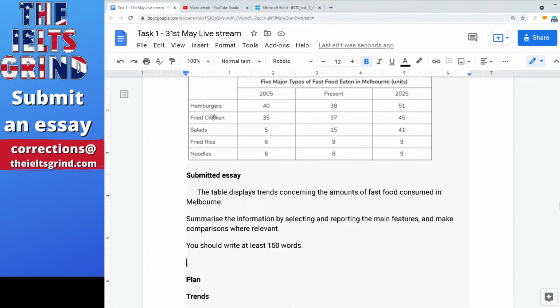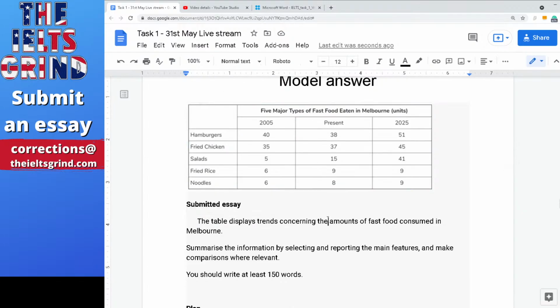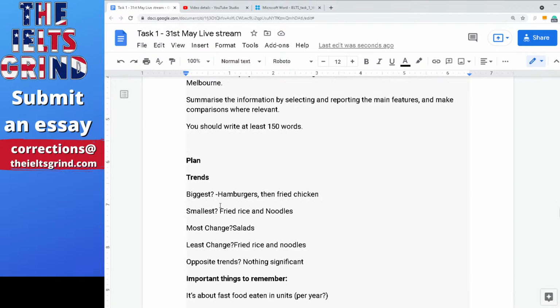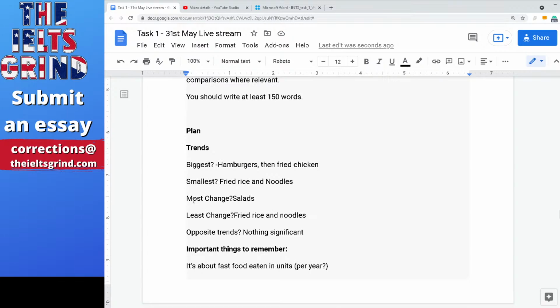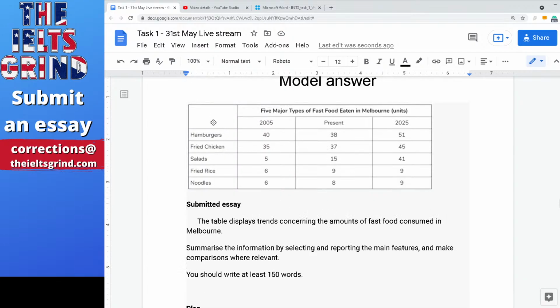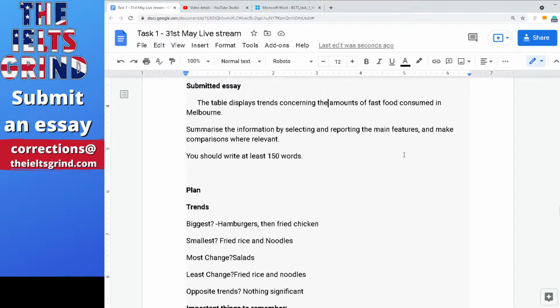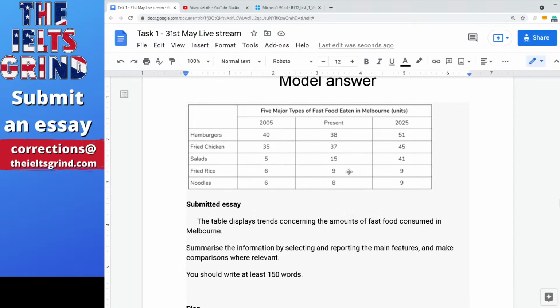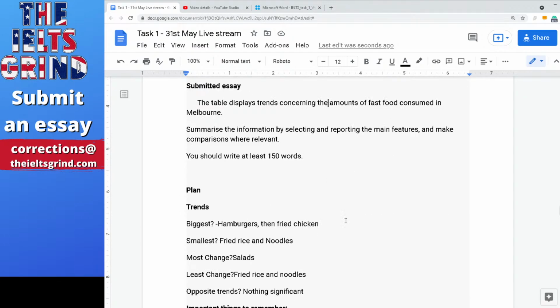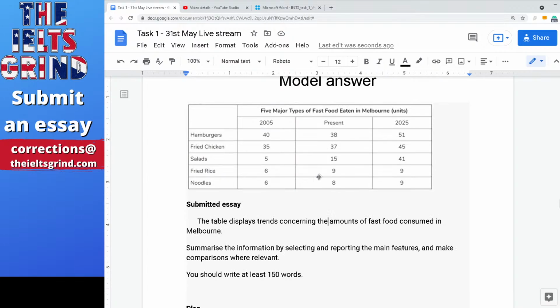So what I'm going to do is think about what's the biggest trend, what's the biggest number, what's the smallest number, what number changes the most, what changes the least, and what is the opposite trend. So if we look, the biggest numbers, 2005, 40 hamburgers, 38 hamburgers, 51, it's always the biggest number, and fried chicken is always the second biggest number. So that is a key feature for this particular bit of data. The smallest numbers, yeah, fried rice and noodles, they are pretty much the same throughout, with one change in the present time.